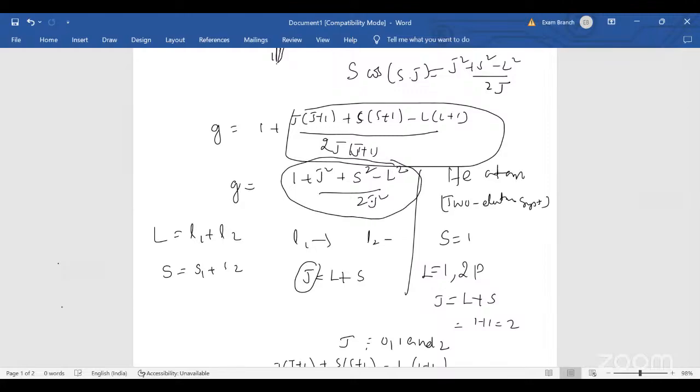Therefore, the Lande g factor depends upon the quantum numbers L, S and J.